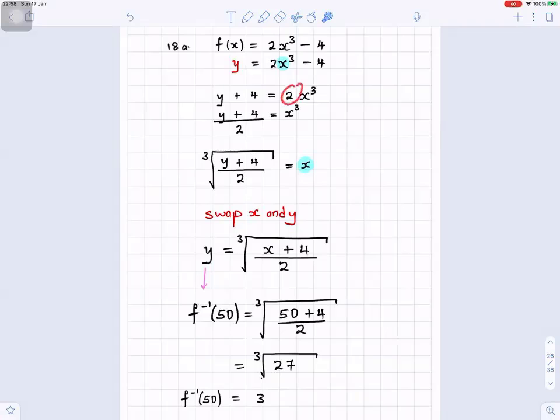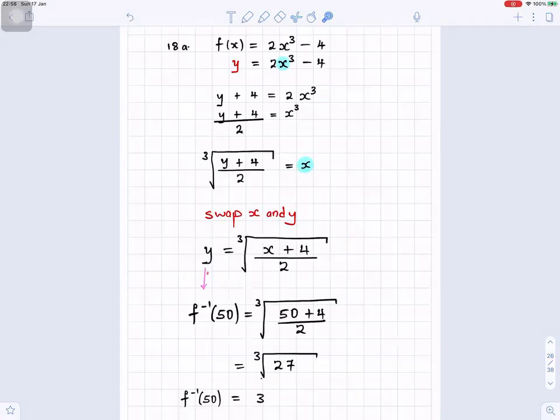It's times 2, so you divide by 2. Y plus 4 divided by 2 is x cubed. And to get rid of the cube, you find the cube root. So cube root of y plus 4 divided by 2 is equal to x. Now you can swap x and y back. So you can write y equals cube root of x plus 4 divided by 2.